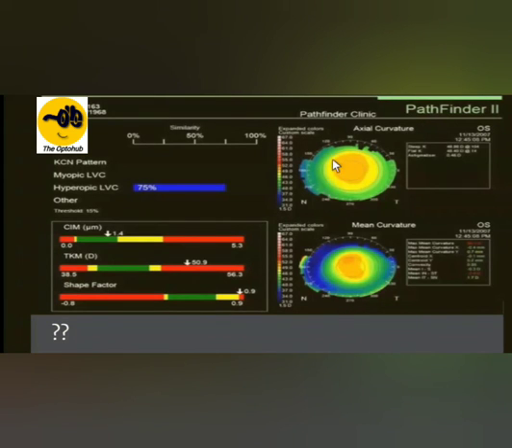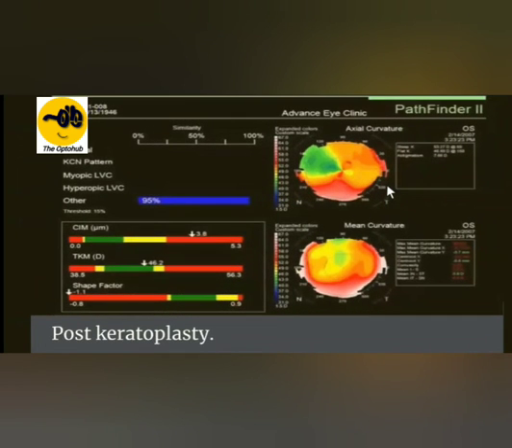On the other hand, hyperopic LVC will never show you any asymmetrical bow tie, whereas keratoconus will show you an asymmetrical bow tie or dumbbell. And this is a post keratoplasty.